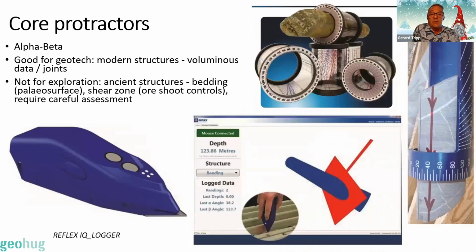Core protractors are generally the method that people are using these days. It's okay, it's good if you want lots and lots of data, but as explorationists and as mine geologists trying to find ore extensions, we want better quality and more thought out measurements, rather than just lots and lots of thousands of readings of something. Well, that has a limited usefulness for structural interpretation anyway.